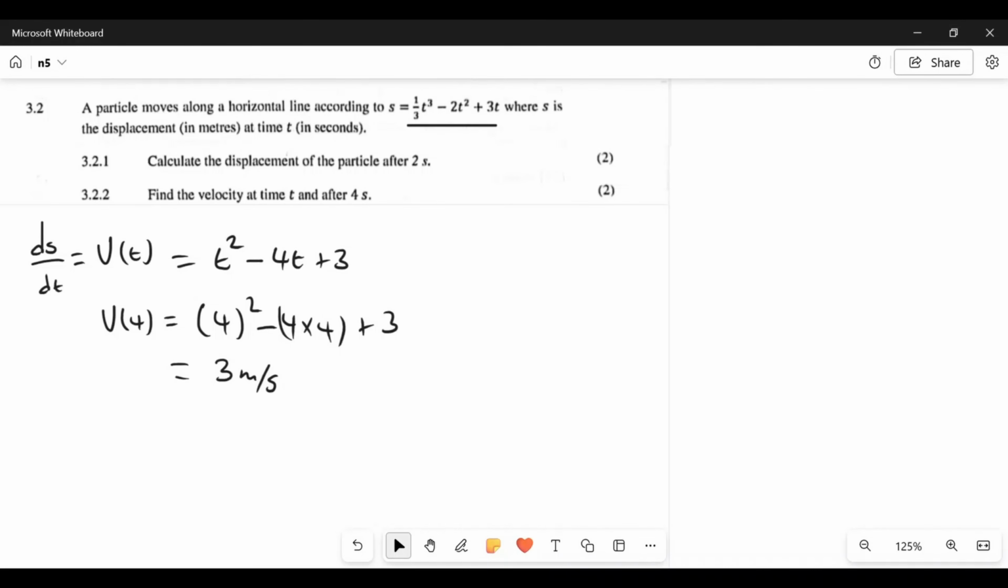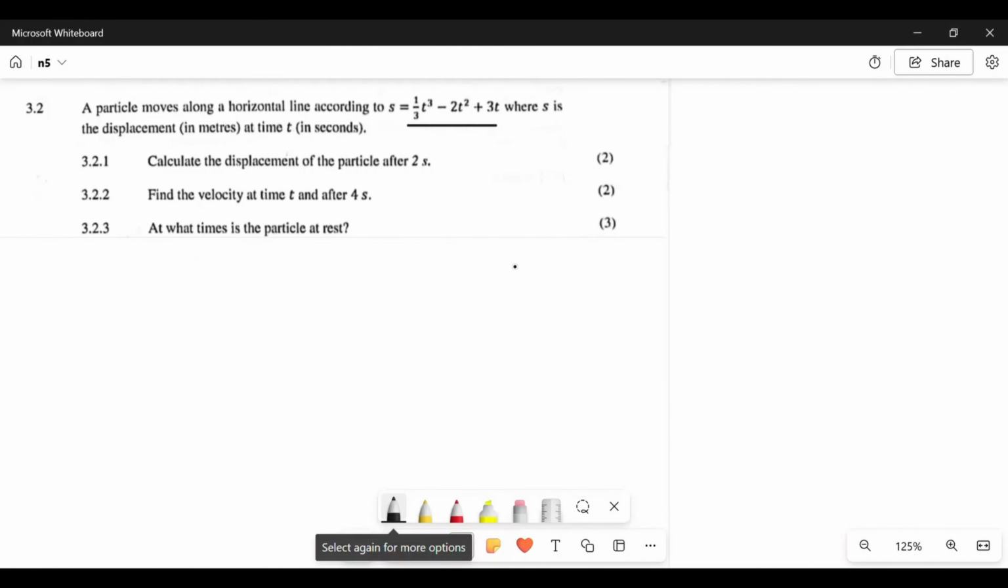We are done with 3.2.2. How about we continue and do 3.2.3? Let's look at 3.2.3. This is the question there.